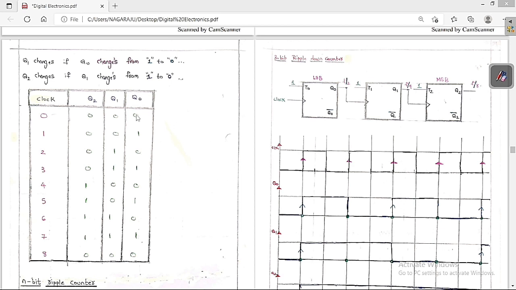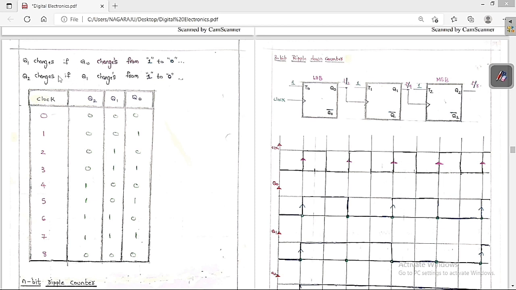Now I want to draw in the tabular format, not the pictorial format I drew previously. Listen carefully. I already told you the important point: Q1 changes only whenever Q0 is changing from 1 to 0. So Q1 changes if Q0 changes from 1 to 0.